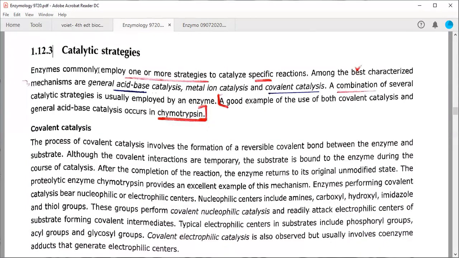These strategies are commonly what happens: one enzyme can employ more than one strategy.